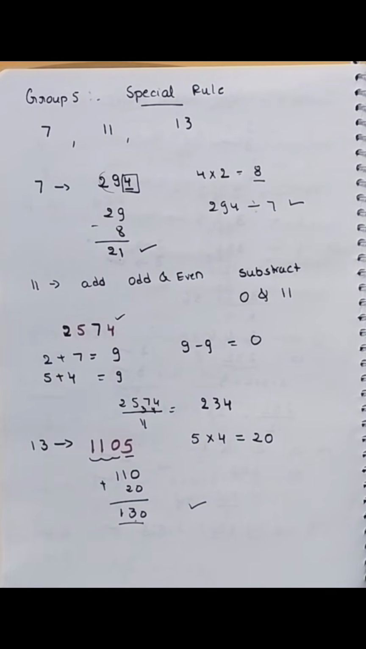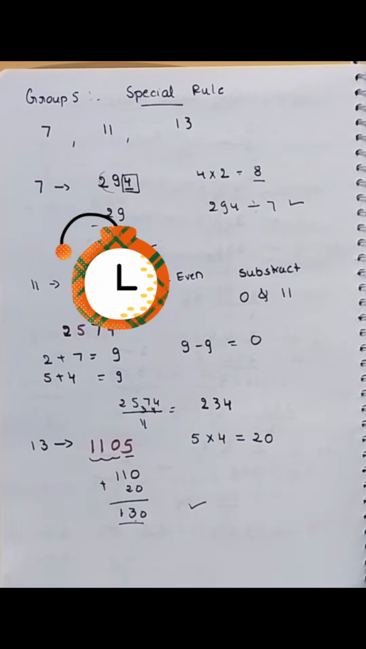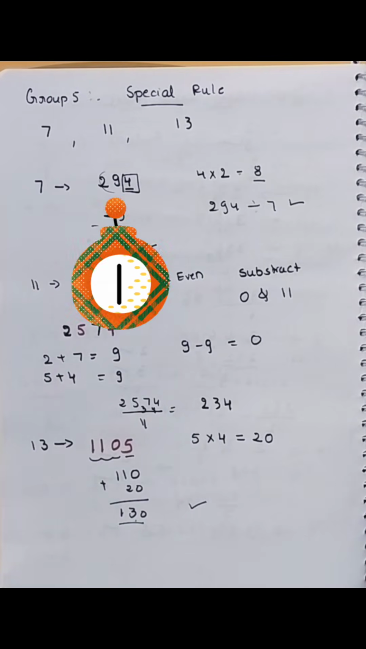So now you have learned all the divisibility rules from 1 to 15 using the group method. If you remember these groups, you need not memorize individual rules. This will save your time as well as reduce mistakes, especially in exams.